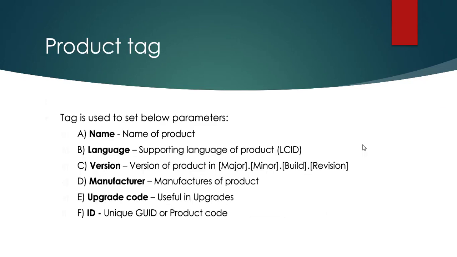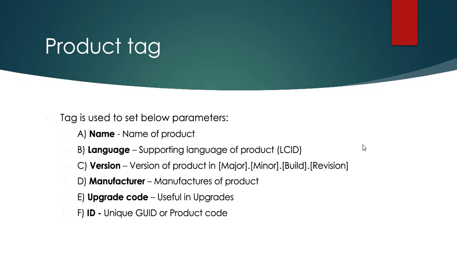So first, let us go through the Product tag. These are the properties that are mentioned in a Product tag, which are required in order to define a certain product that is being installed using a Windows installer. The properties mentioned below are Name, Language, Version, Manufacturer, UpgradeCode, and Id. Let us go through one after another and understand these properties.